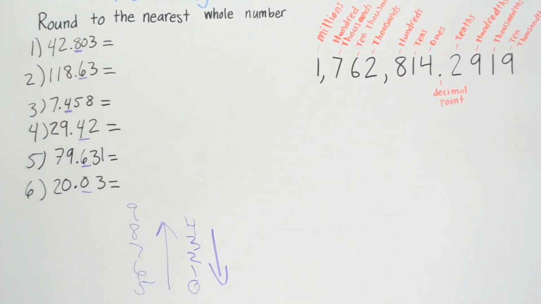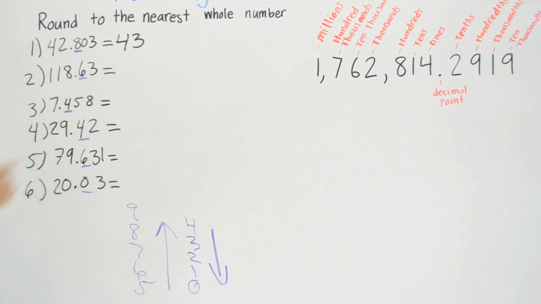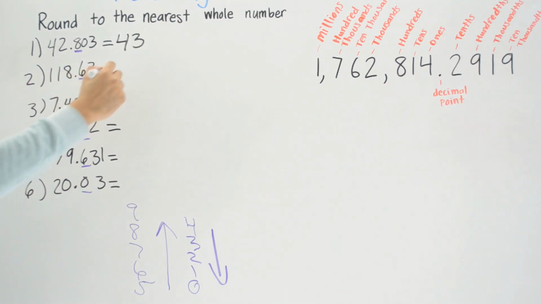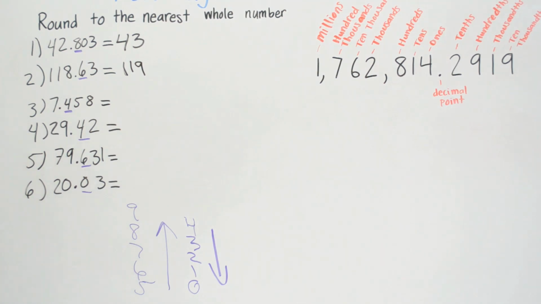So in this one we have 42.803, so we're going to go ahead and round up. The arrow's up, so this number is going to be 43. We have 118.63, we have a 6. We're going to round up, so we're going to round to 119. Here we have 7.458.